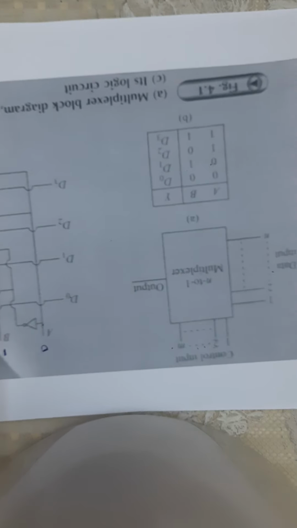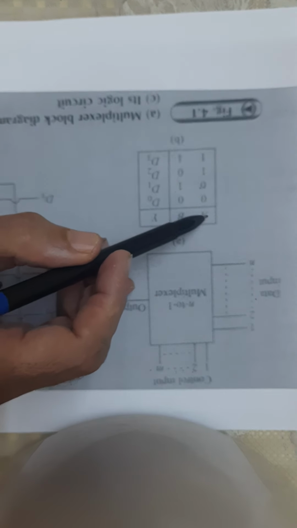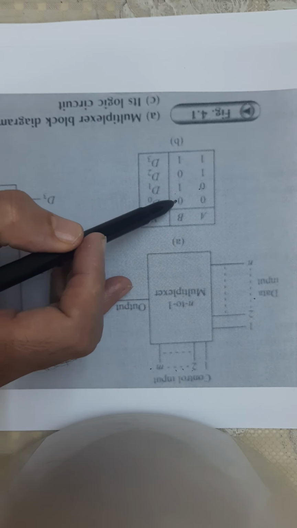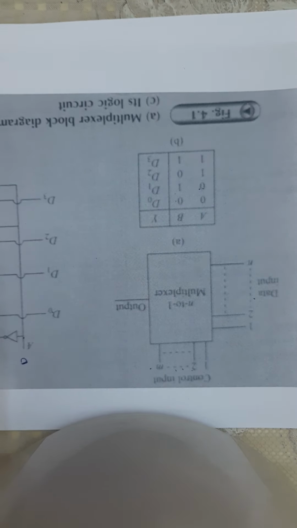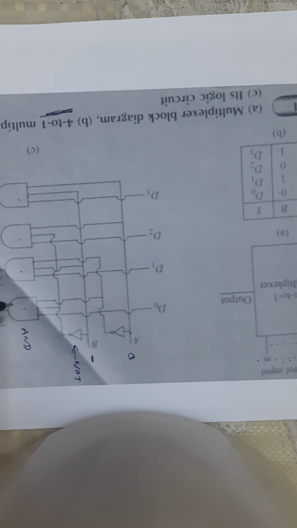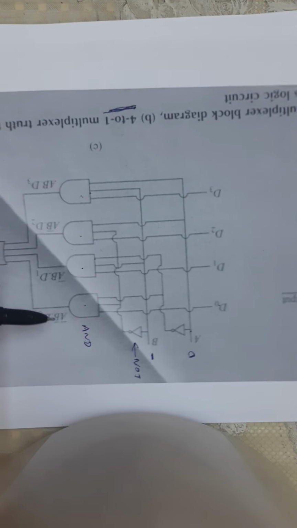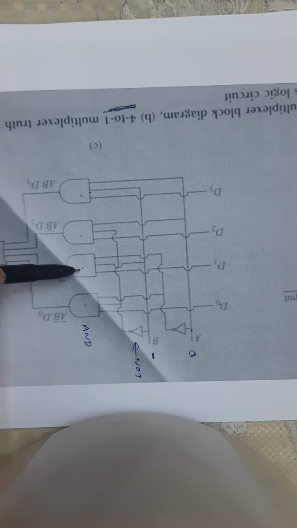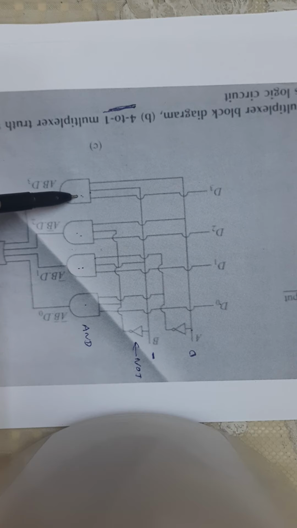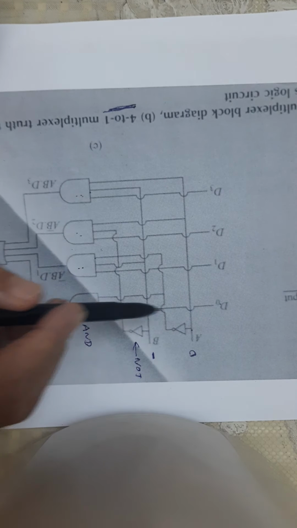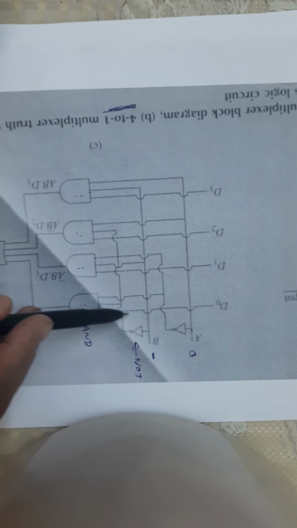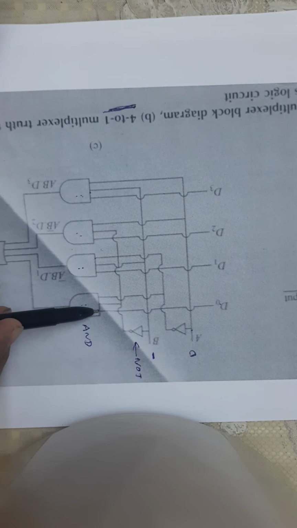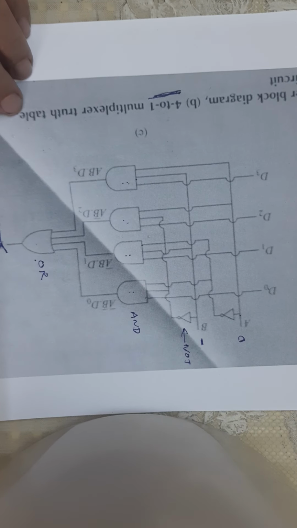That means with the help of this truth table, we can discuss if A is equal to 0, B is equal to 0. You can check all the conditions. In the first condition, the first gate is active. In the second condition, the second gate is active. Third condition, third gate active. Fourth condition, fourth gate active. So when the first gate is active, then whatever D0 we are applying to the AND gate, this D0 is coming at the output of the OR gate.